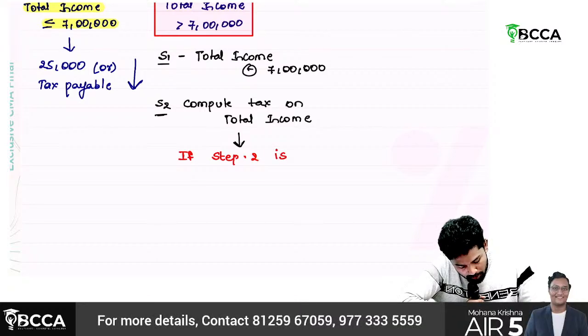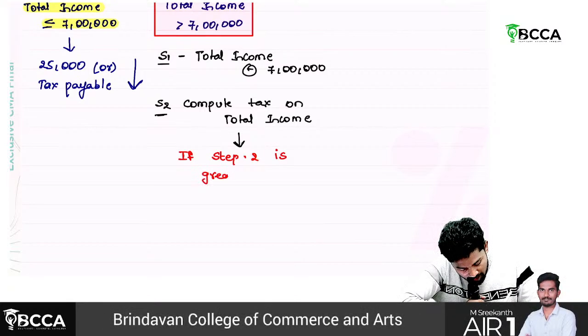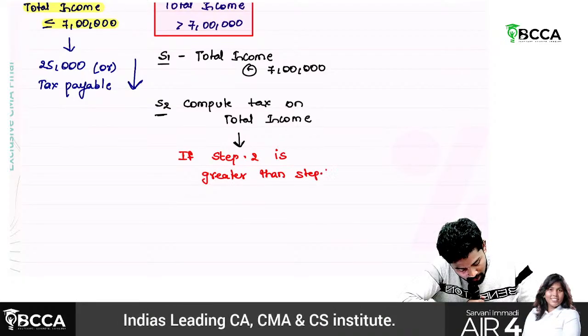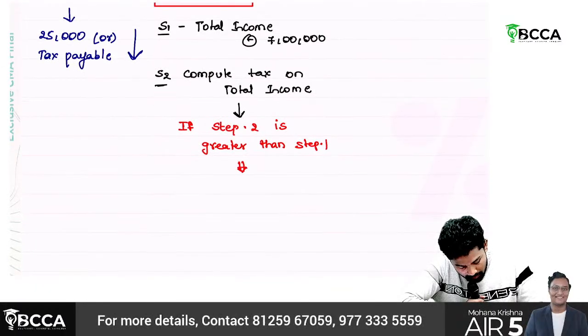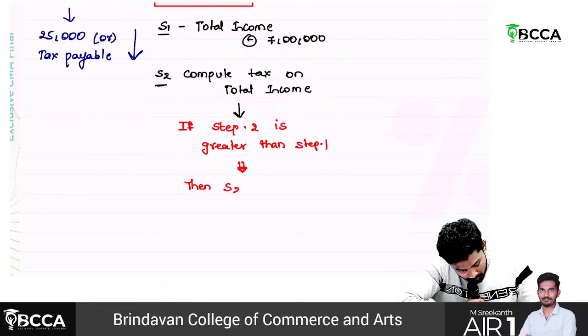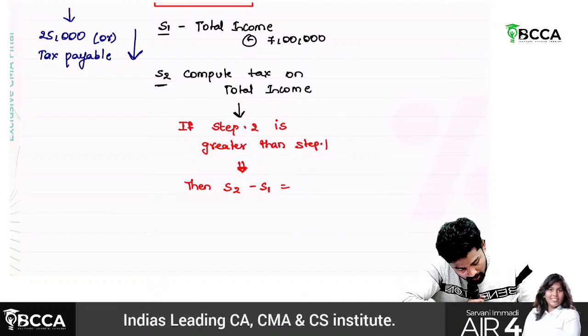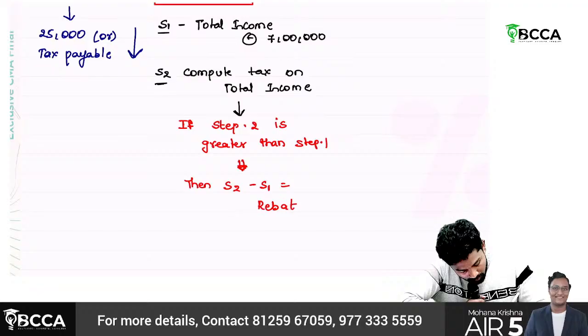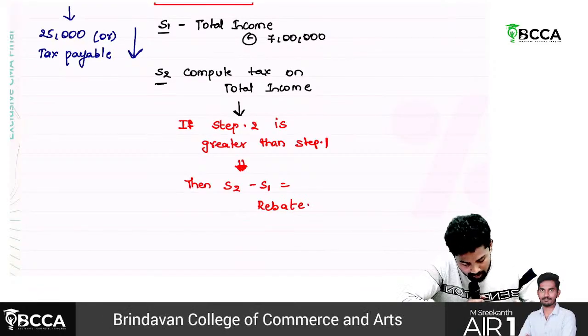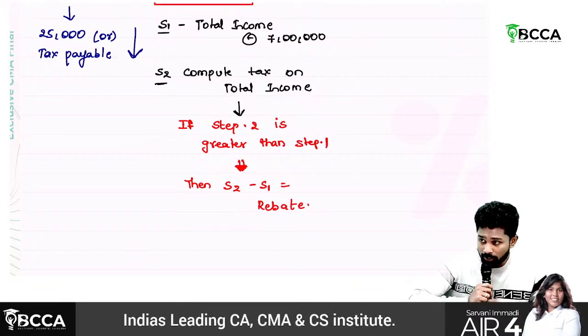If step 2 is greater than step 1, we'll do an example also, sir, don't worry. If step 2 is greater than step 1, then step 2 minus step 1 is the rebate. Sir, understand?